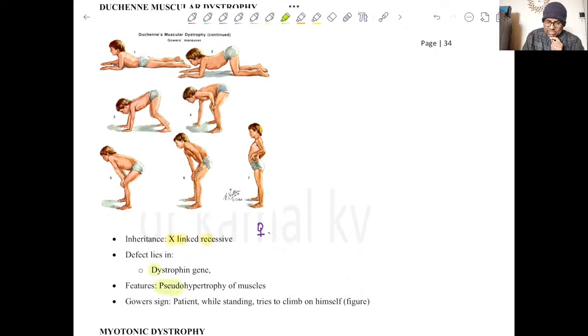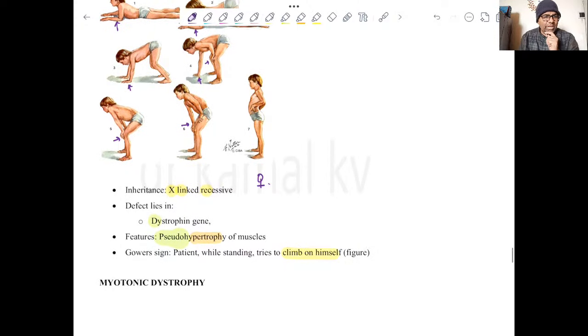If you look at the muscles, they look very bulky, but when you check the power, it is extremely less, and therefore we use the word pseudohypertrophy. And when you tell the patient to stand up, he will need support at every step. So you see support at every step, and he is climbing on himself, right? So this is the typical Gower sign of DMD.